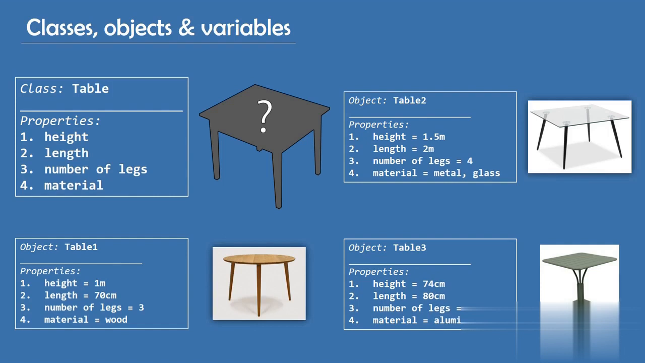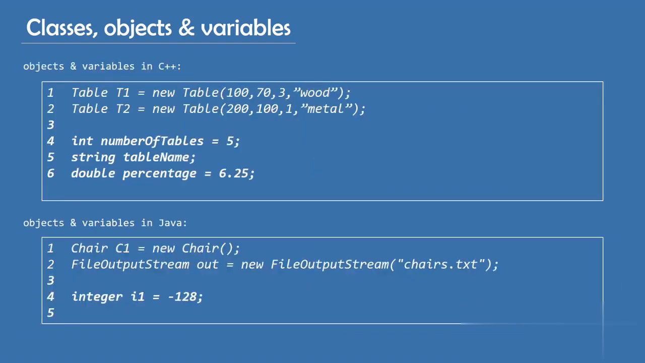Another thing is that all of these tables have different functions. For example, you can use table 2 to serve dinner, or table 3 to put in the garden and set your flowers on it. So if I had defined a class of tables, I can write something like this and make a new object, in this case T1. But this is in case of a user-defined class.